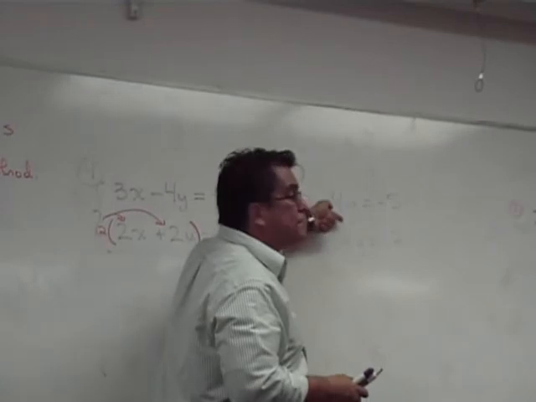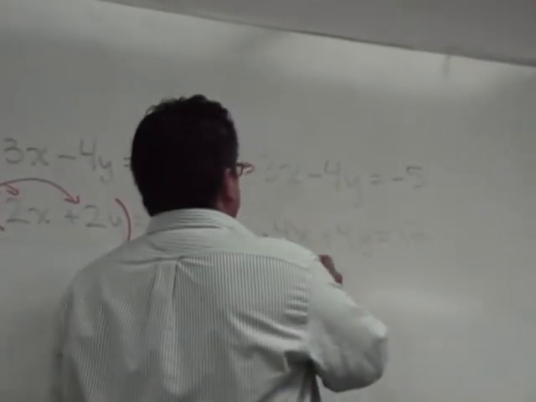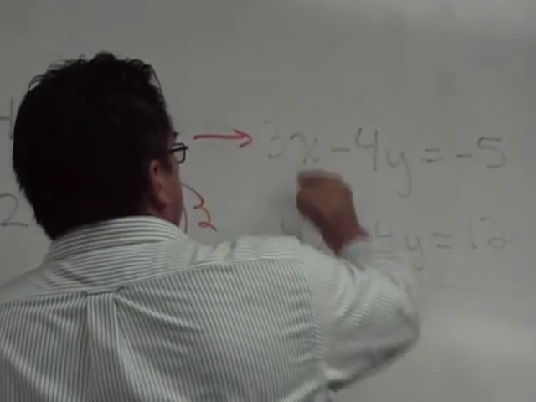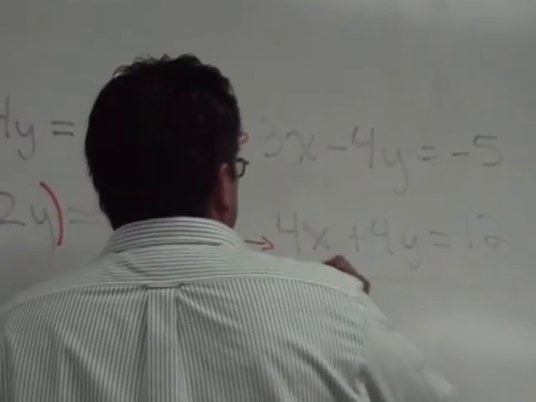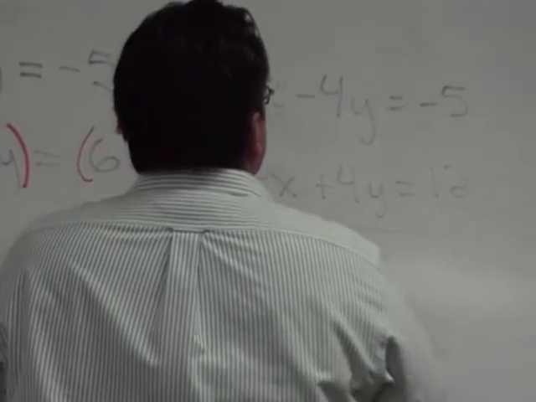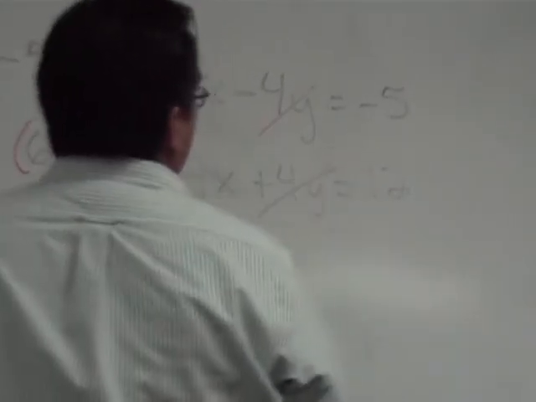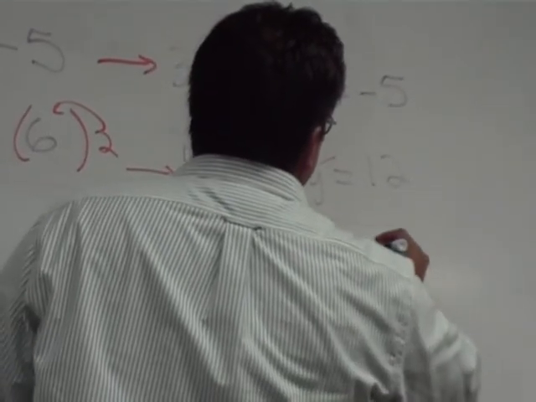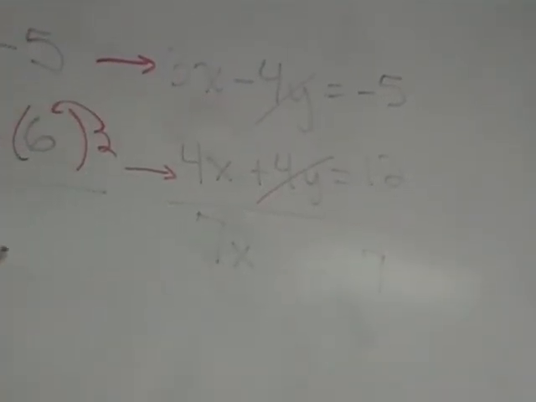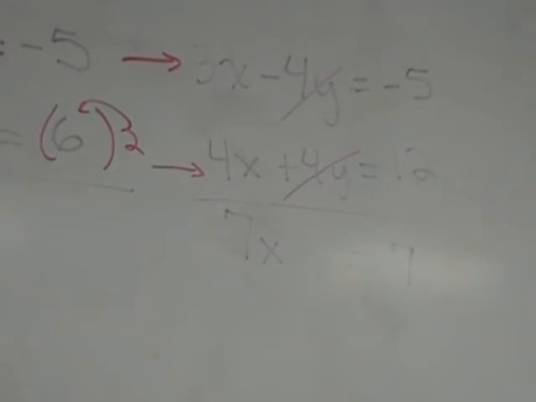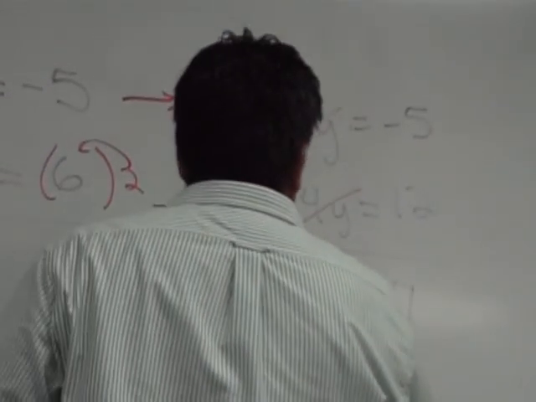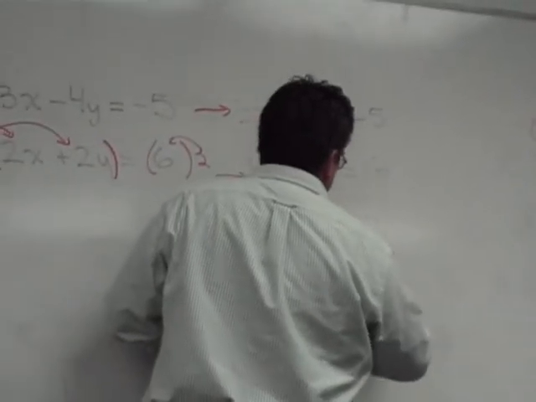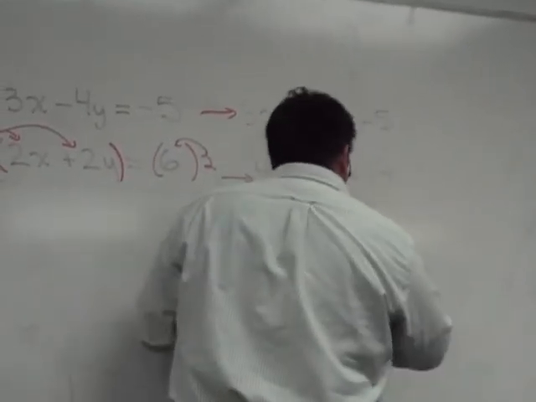As you can see now, the coefficients are opposites of each other, so let's cancel what we can. So 3x plus 4x? 7x. The y's cancel out. And on the other side we have negative 5 plus 12. 7. All right. 7x equals 7. You divide by 7 both sides of the equation. And you write x equals 1. Are we done? No. And we're done with x.